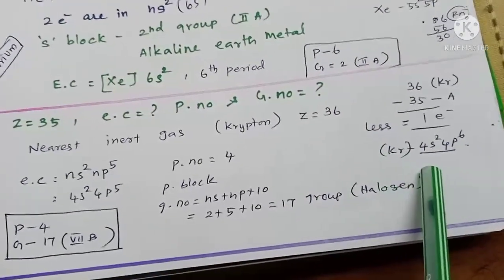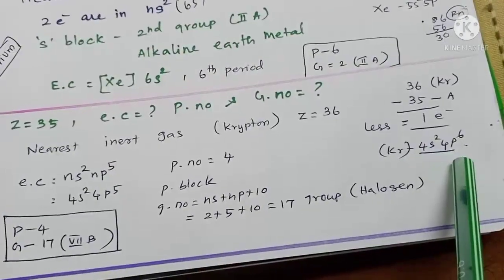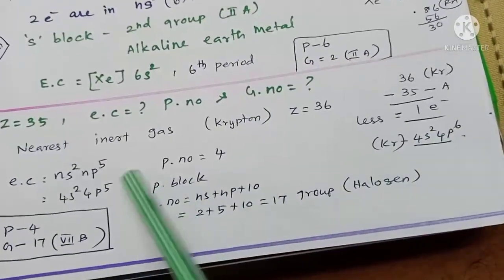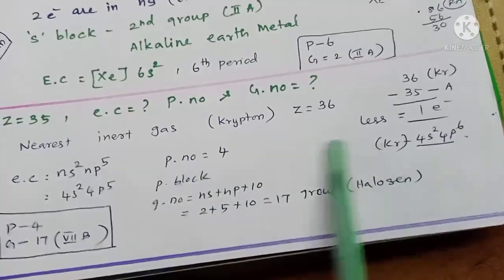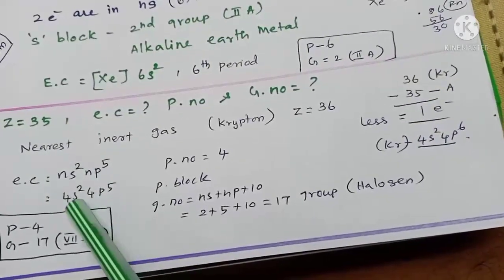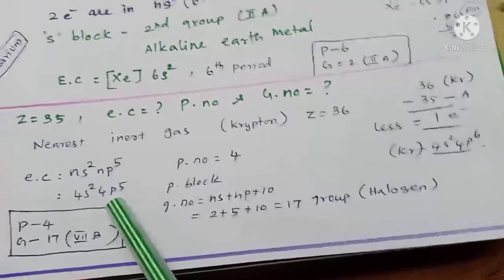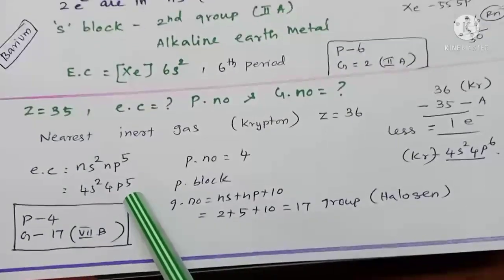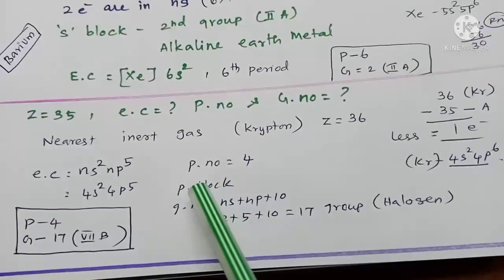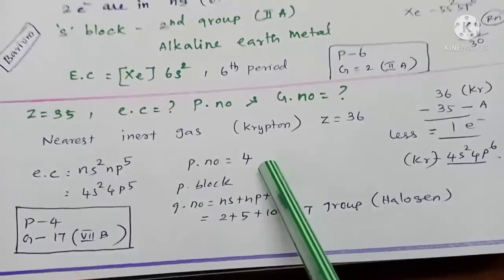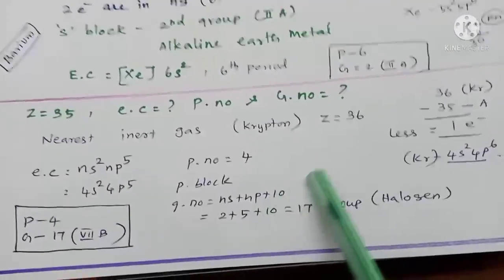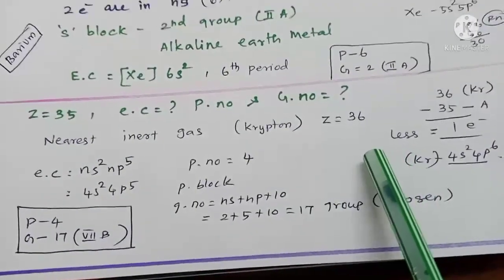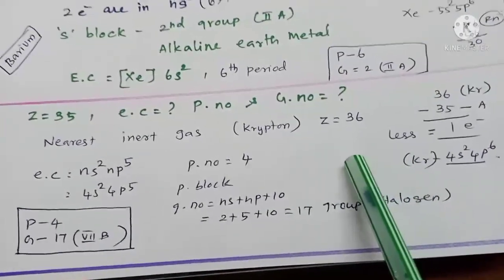Krypton has the valence configuration 4s2 4p6. So this element is supposed to have a 4s2 4p5 configuration. From this you can see the highest principal quantum number is 4, so the period number of this element is 4. Now we come to the group number. Just before krypton, it belongs to the 17th group.